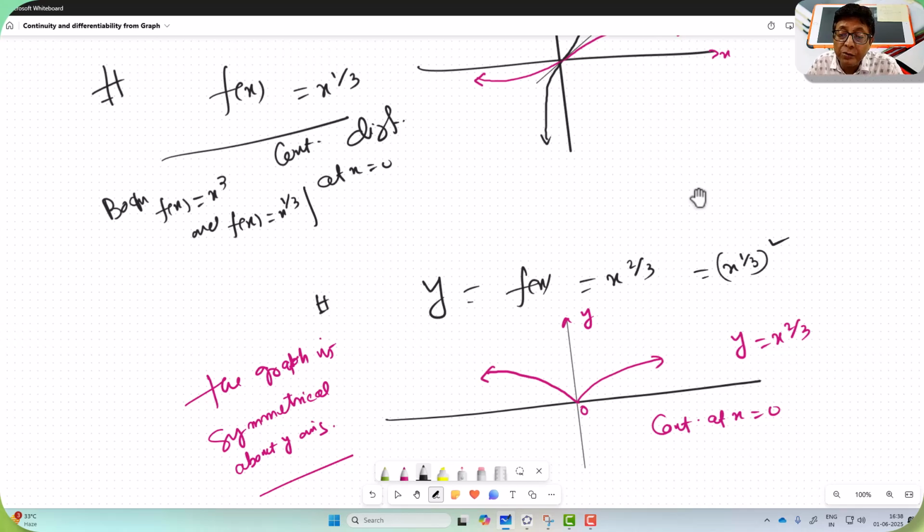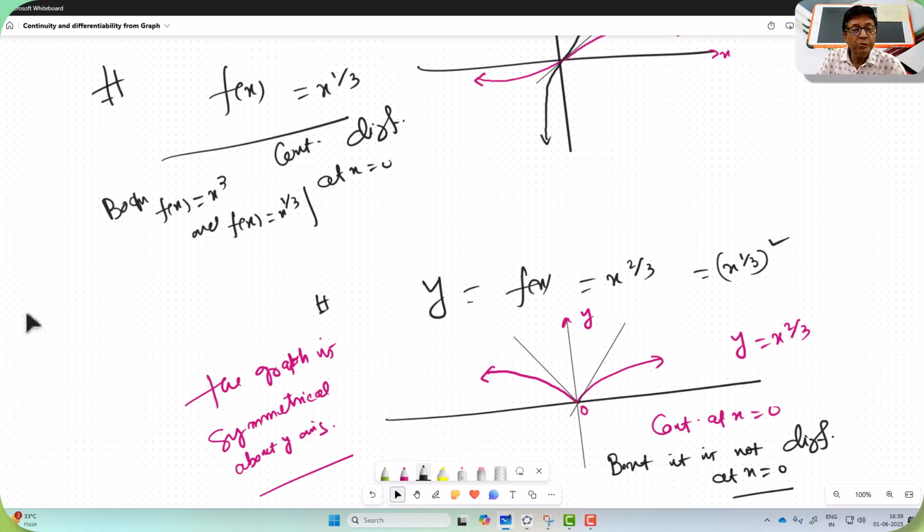But if you try to draw a tangent here at the origin, it will be like this, and the tangent at this point will be like this. So there is no unique tangent at the point O. It has a sharp end at the point O, that is (0, 0). So it is not differentiable at x equal to 0. Okay, hope you have understood.